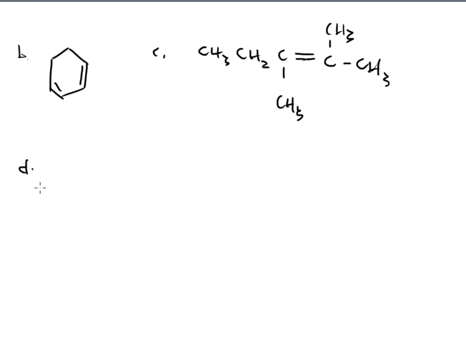D. CH3, CH2, CH2, CH2, CH2, and then OH. All right, 1, 2, 3, 4, 5. That is a pentanol. It's one pentanol. This is a primary alcohol here, and a primary alcohol is going to have to undergo elimination.